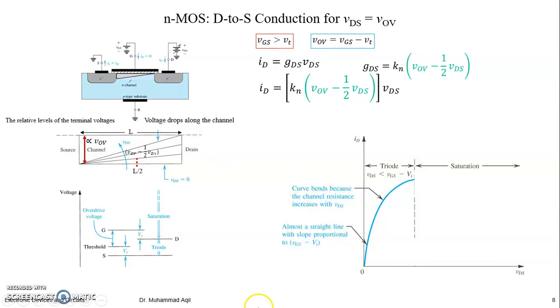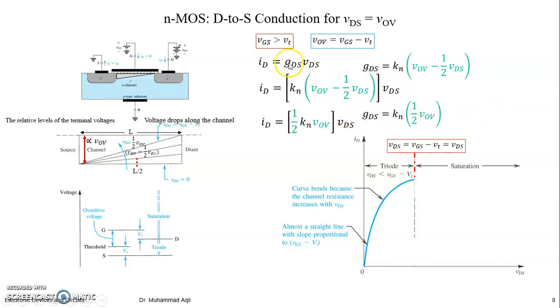Because it is pinched, this is VOV and this is 0, not VDS, it is VOV minus VDS. Here we have 0 because VOV is equal to VDS, so VOV minus VDS is 0 here. So 0 depth at one end and VOV depth at the other, so the average is half VOV. So now your GDS is Kn half VOV, which means your formula has changed again. You can put half Kn VOV and VDS.